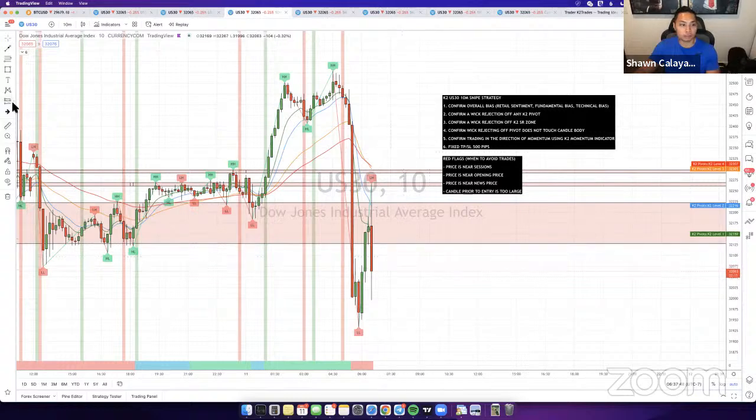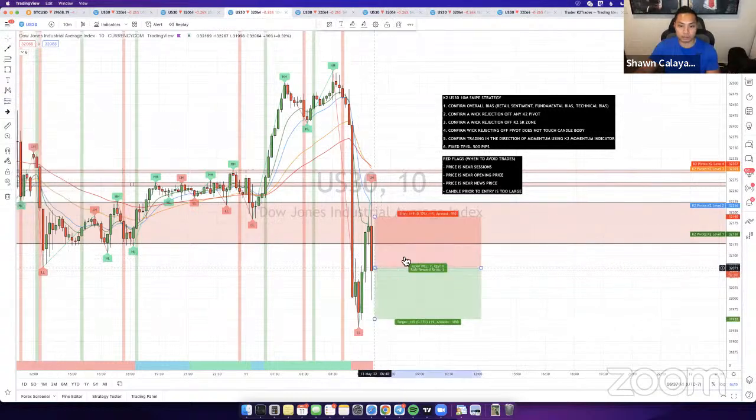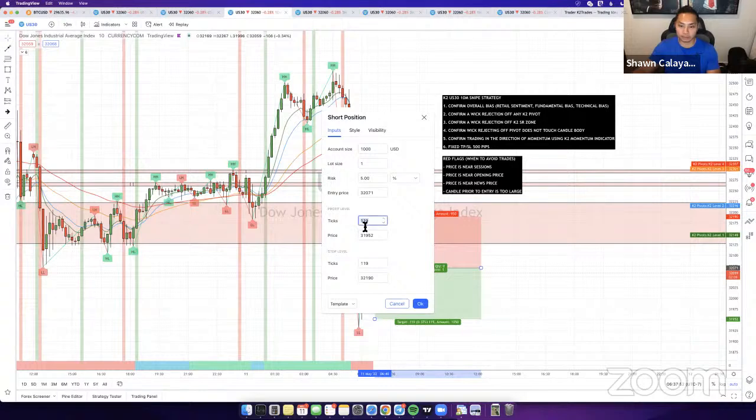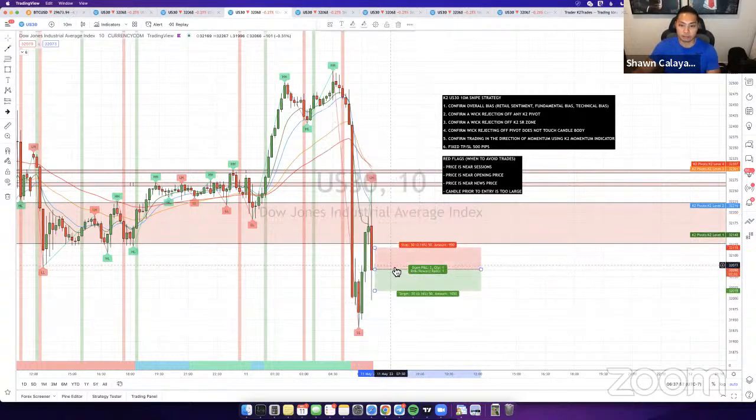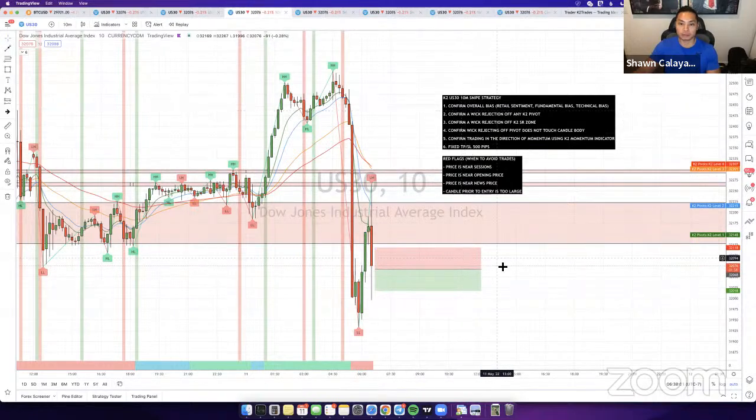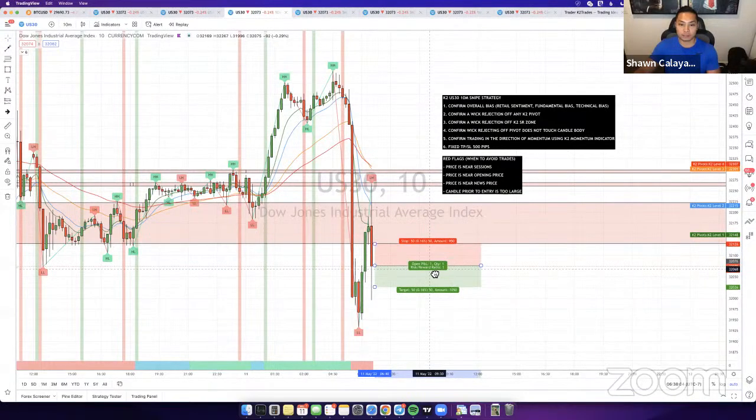We have a possible entry here off the, so I'm going to mark this up. I'm not going to take it on its own. I might look for something on the shorter time frames because this candle is just too big, but we do have something pending here for a snipe entry off the 10 minute.